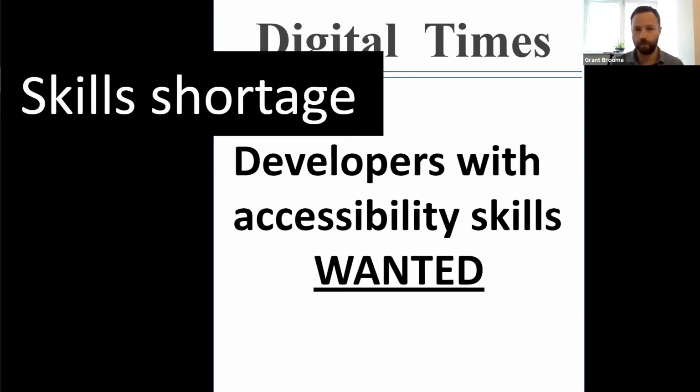So if you're not sure about your skills shortage, maybe you're a project manager or a product owner, and you have no idea about whether your product is accessible or not, or whether it's going to be accessible if you're starting on this journey, then that's something that you really need to find out.